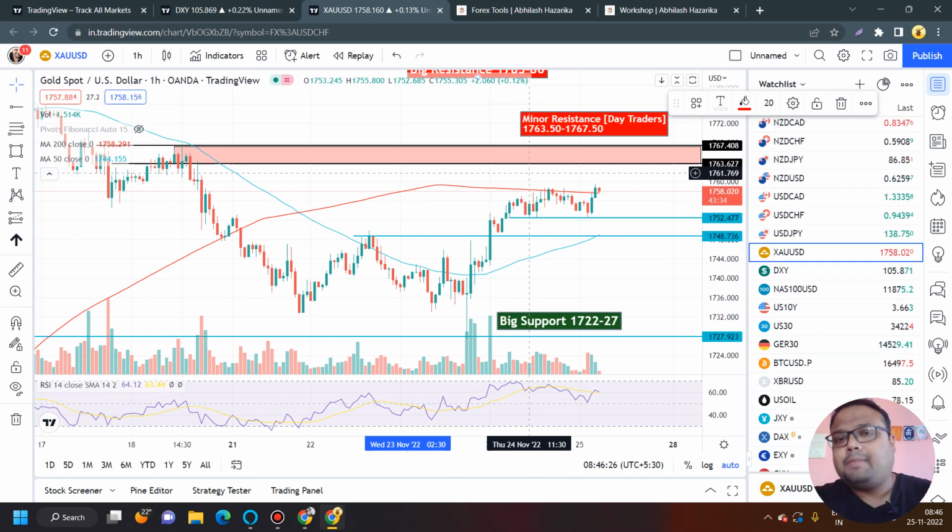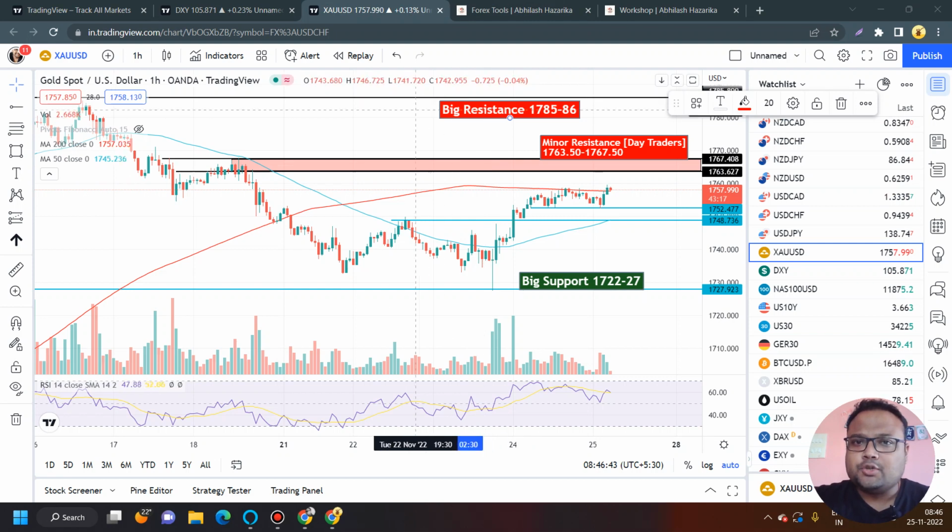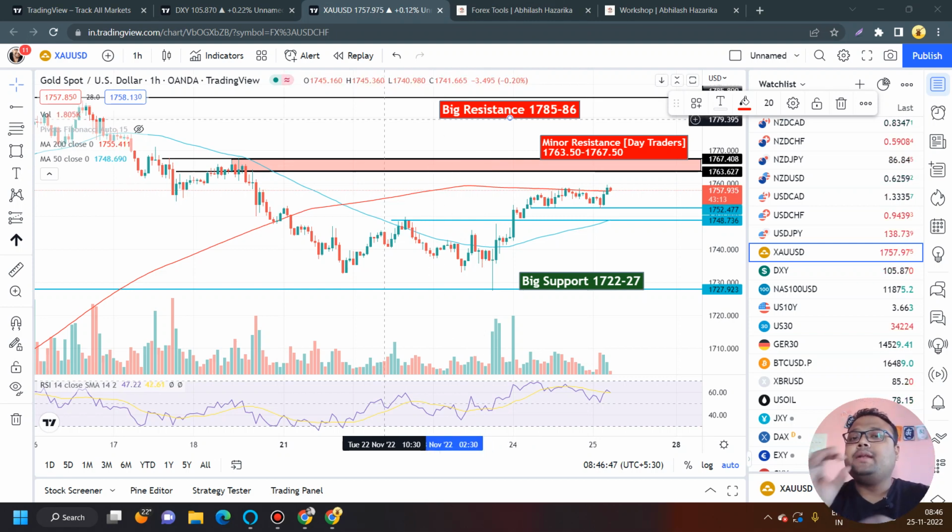So my advice or my suggestion will be that try to trade from level to level only, because swing traders, position traders, still you don't have a clear picture right now. So as a result, you must be very flexible, and you need to trade from one level to another level, with proper risk management.